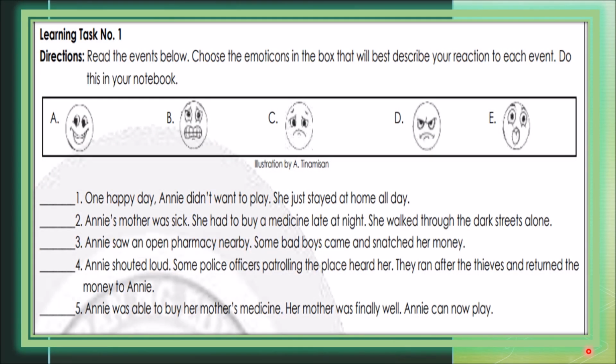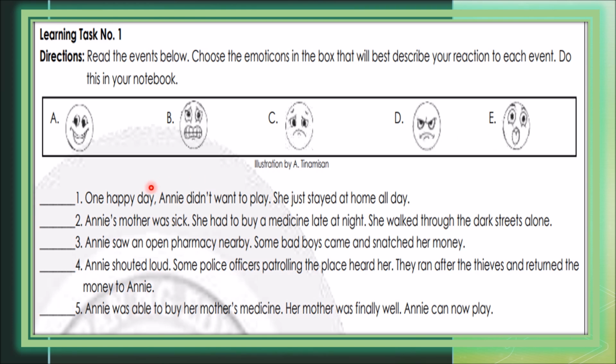Okay, this is Learning Task 1. Read the events below. Choose the emotion or emoticons in the box that will best describe your reaction to its event. Do this in your notebook. So look at this, the emoji. A, B, C, D, E. So this one's the letter A, happy. B is scared. C is sad. D is angry. And E is surprised.